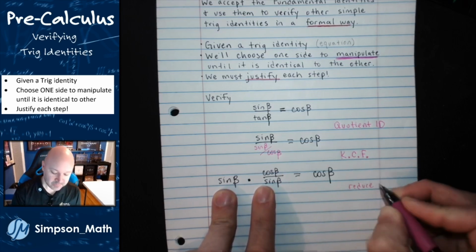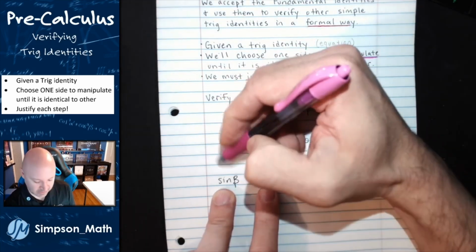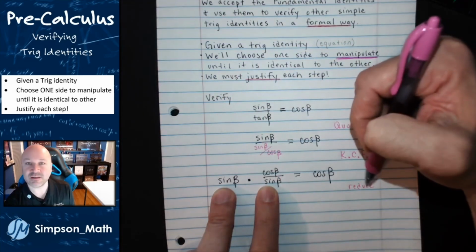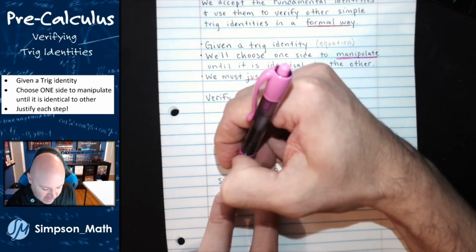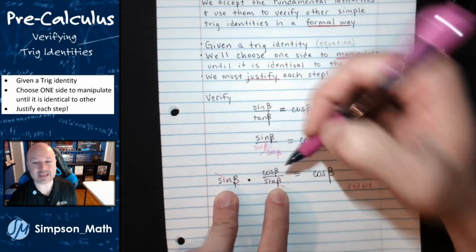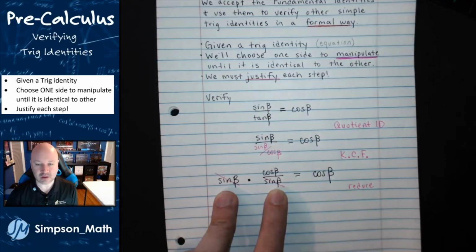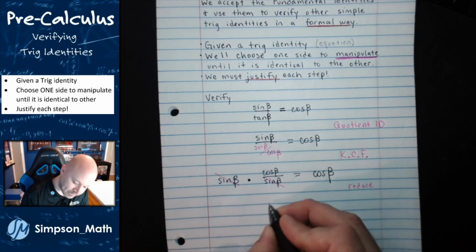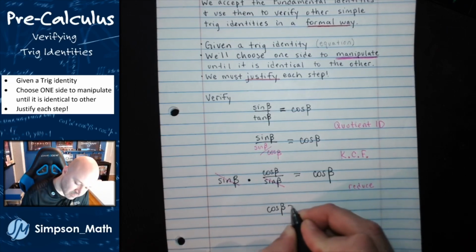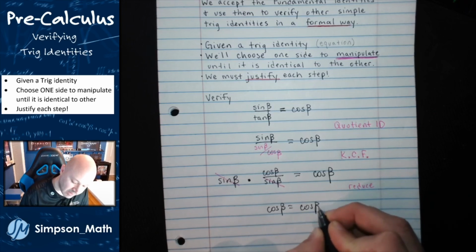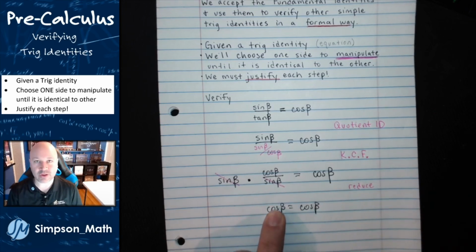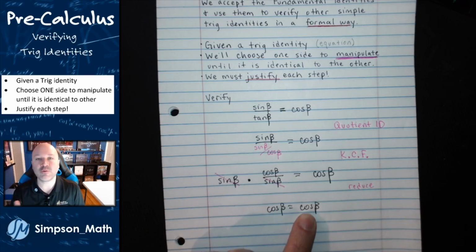They're going to reduce. You could say divide. That would work. So the justification, you could say divide. But sine b divided by sine b is just going to reduce to 1, leaving me with cosine beta equaling cosine beta. The left-hand side of the equation is identical to the right-hand side of the equation. I only have one more thing to do, and that's to say I'm done.